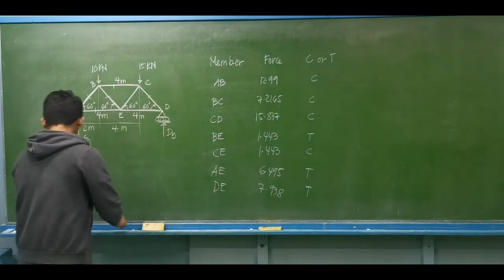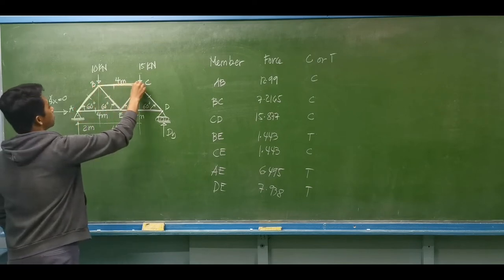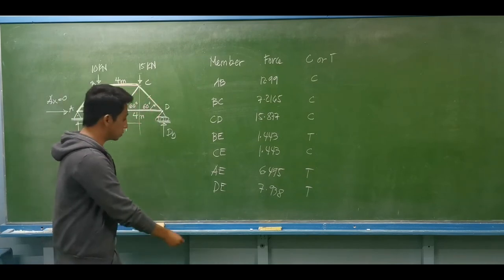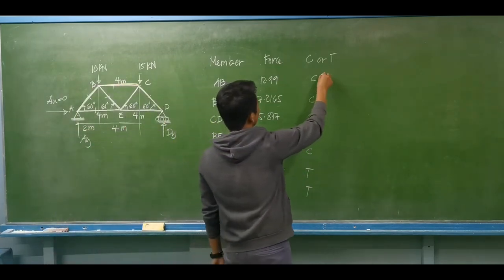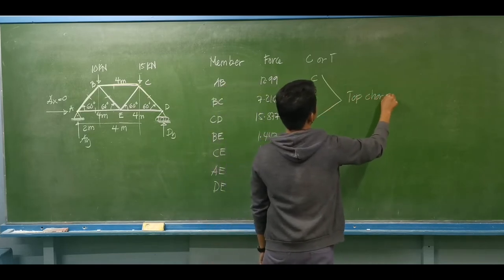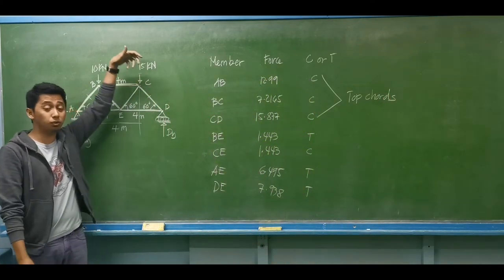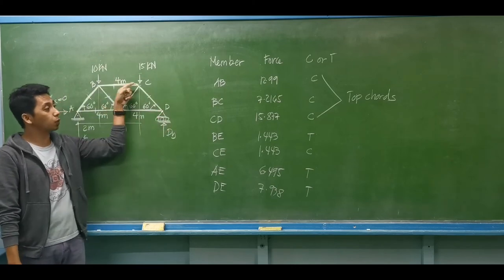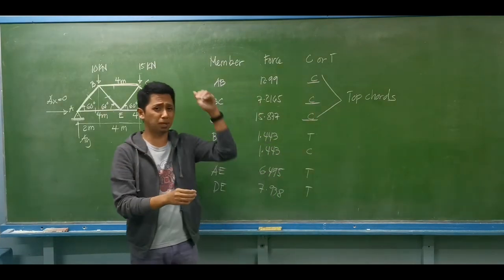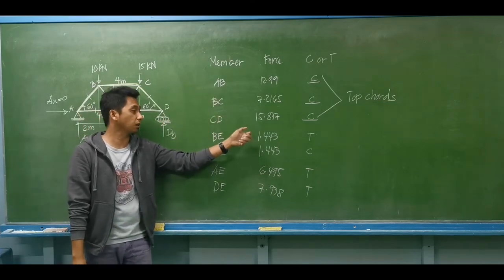So we have, okay, can you observe this one? These are the members AB, BC, and CD. What is common about these three members is that they are all under compression. So these are the top chords. So usually if we have this simple design of a truss and your loadings are vertical, usually top chords are under compression. Okay? So lang yung isipin yan, kapag vertical lang yung loading at medyo simple lang yung design ng truss, usually top chords are under compression.